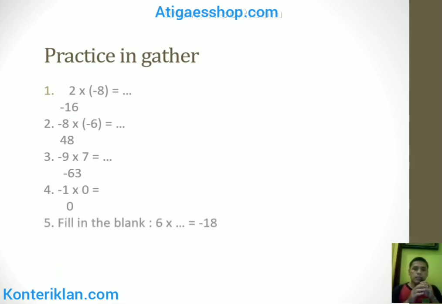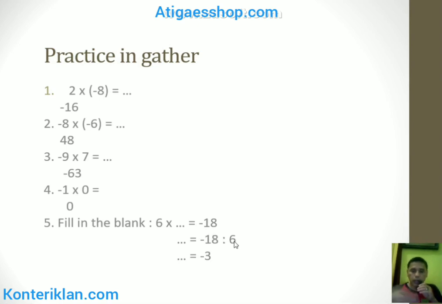And the last is fill in the blank. 6 multiplied by blank equals negative 18. How can you find this one? You can switch it: blank equals negative 18 divided by 6. So the answer is negative 3. Why negative 3? Because negative meets positive.